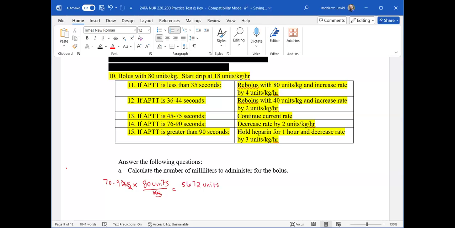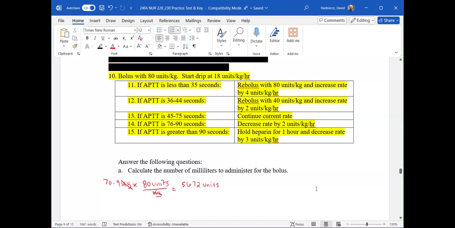Now, if all we wanted was units, we'd be done. But it specifically says the number of milliliters to administer for the bolus. So I have to know how to convert units to milliliters. And it's very similar to what we did in the previous problems where we were converting units per hour to milliliters per hour. But here we're not talking about a rate. We're just talking about a quantity, because a bolus is a one-time dose.